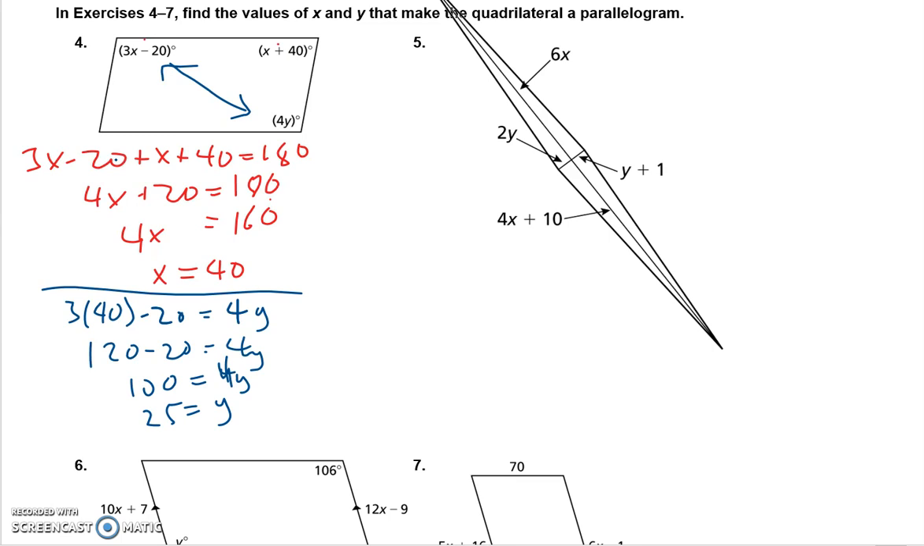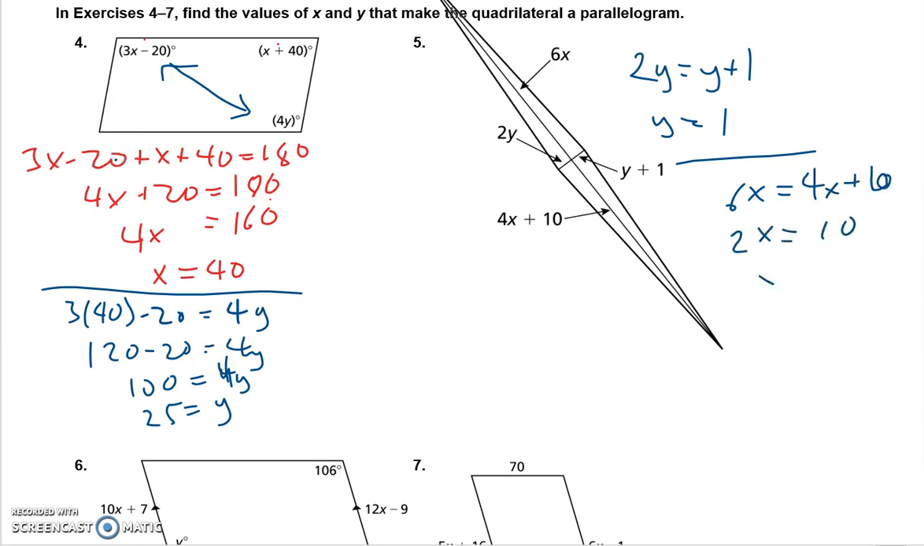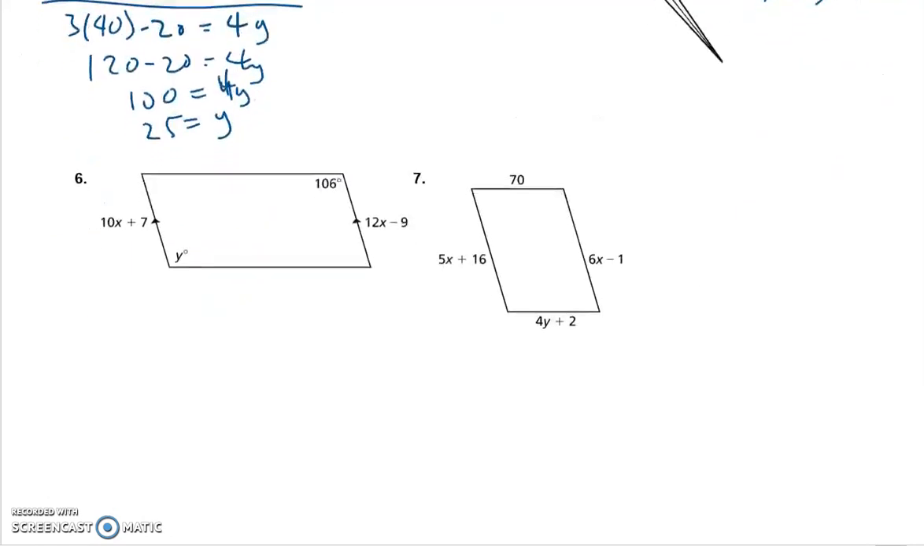With this next one, you have diagonals being the same. So 2y equals y plus 1. Subtract a y, y equals 1. Then you have 6x equals 4x plus 10. 2x equals 10, and then x equals 5. These are pretty straightforward.